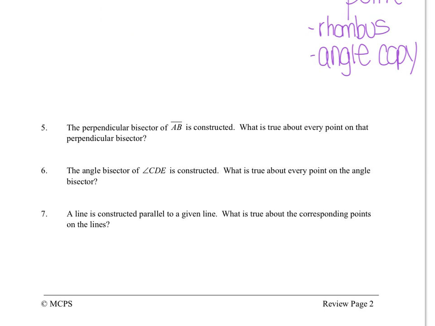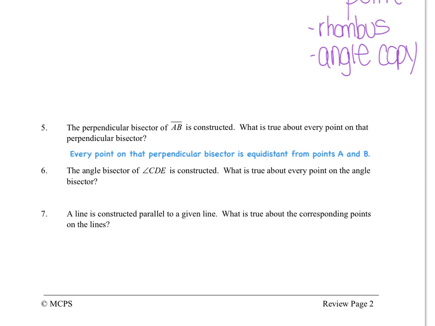Questions 5, 6, and 7. 5, 6, and 7 are very similar questions dealing with perpendicular bisectors, angle bisectors, and parallel lines. Question 5 says the perpendicular bisector of line segment AB is constructed. What is true about every point on that perpendicular bisector? Well, according to the definition of a perpendicular bisector, what we know is that every point on that perpendicular bisector is equidistant, meaning the same length, from points A and B.